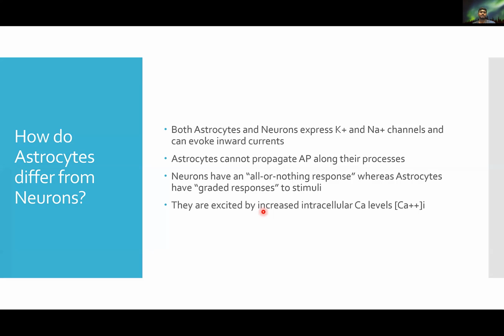They have a stronger stimuli, then they're excited a little bit more, and so on and so forth. And astrocytes are primarily excited by increased intracellular calcium levels. And we'll talk about this later in terms of excitotoxicity and reactive gliosis and whatnot.